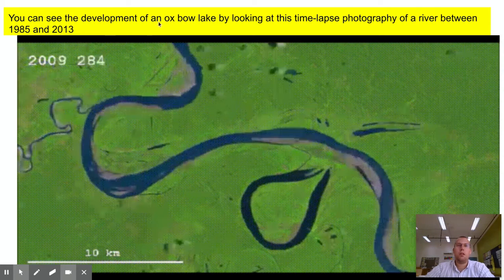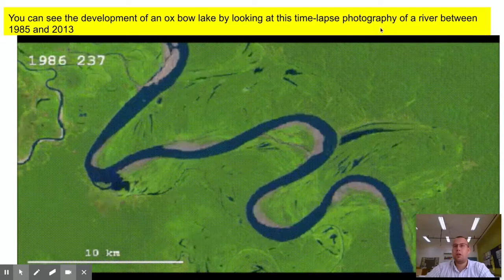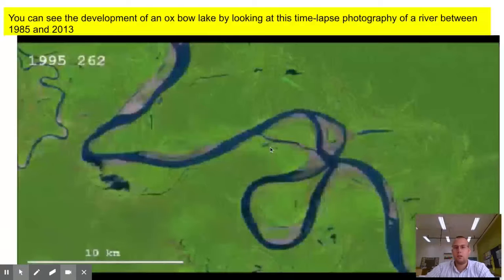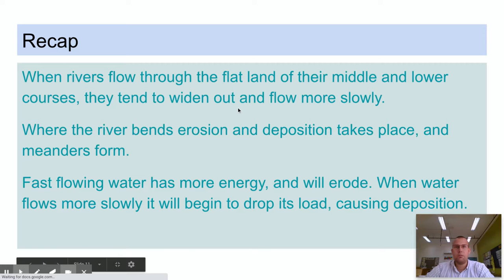Here you can see the development of an oxbow lake by looking at this time-lapse photography of a river between 1985 and 2013, all right? So here's a quick summary of how the oxbow lake is shaped. You can go through this on your own. I don't want to read it out for you.